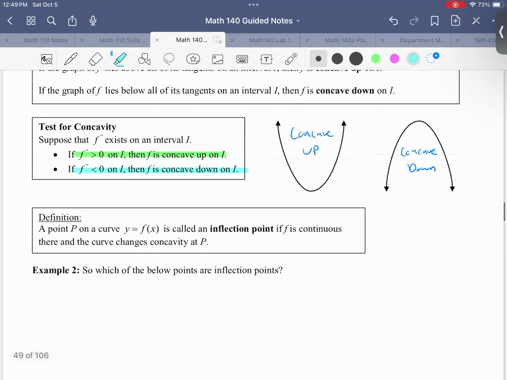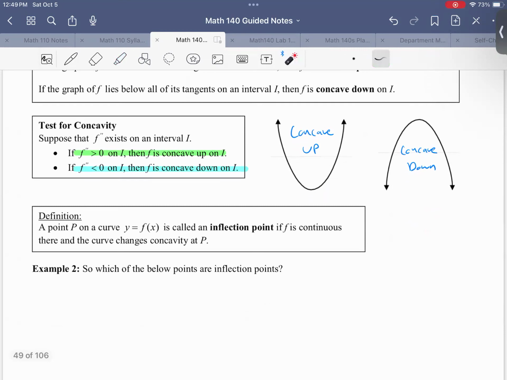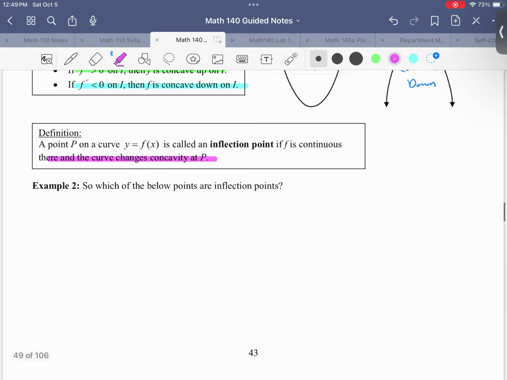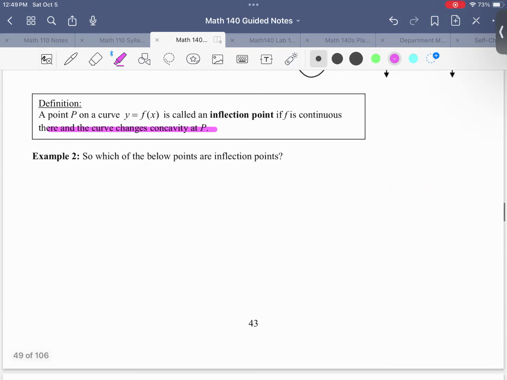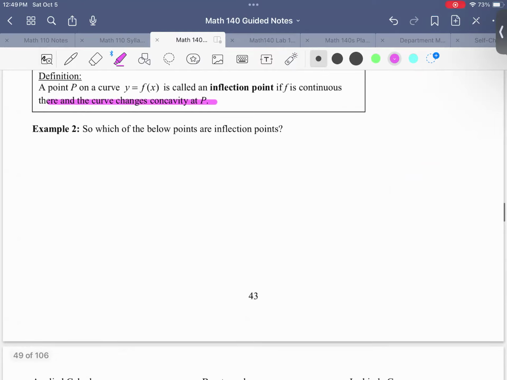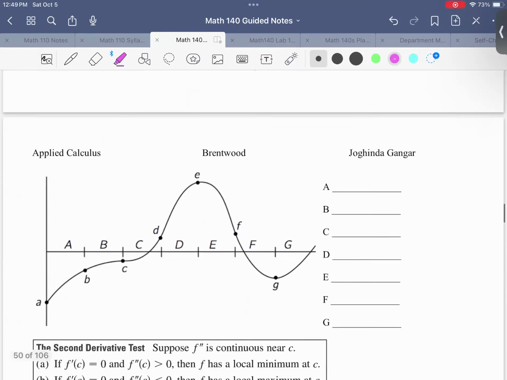Okay. So another definition here is an inflection point, and this is just where concavity changes. Where you're changing from concave up to concave down, or vice versa, from concave down to concave up. There's usually a point where this change happens. So it says, which of the below points are inflection points? This is referring to the example on the next page.